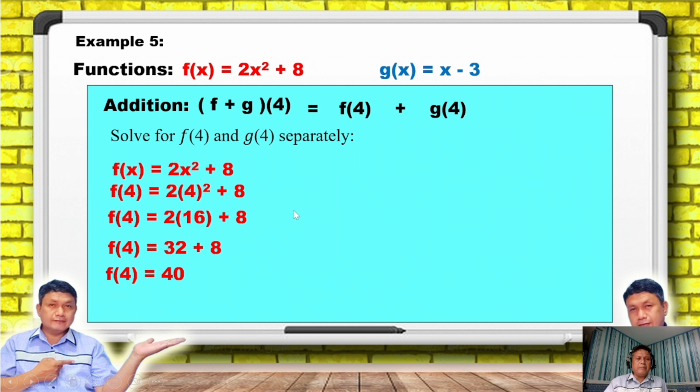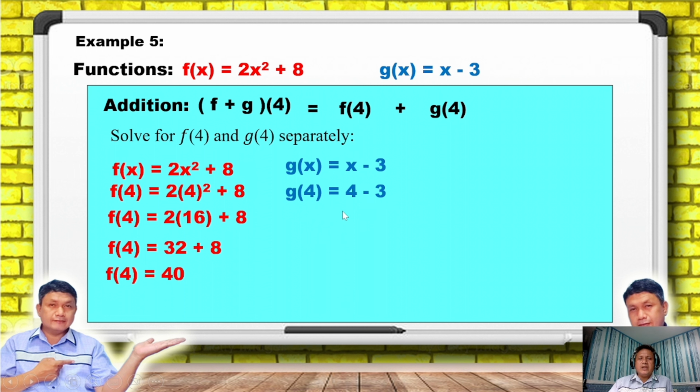After solving f of x, ngayon namang isosolve po natin ay ang g of x. At this time, the given g of x natin is x minus 3. Same with the first example, we will use x is equal to 4. This will become g of 4 is equal to 4 minus 3.